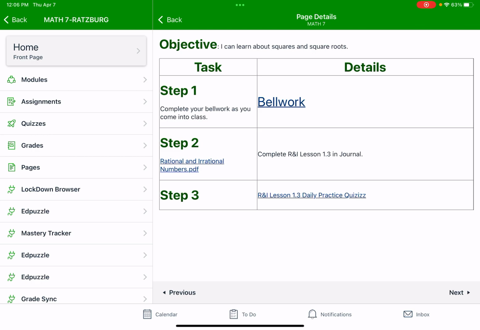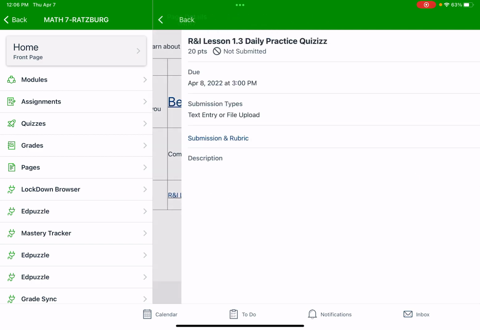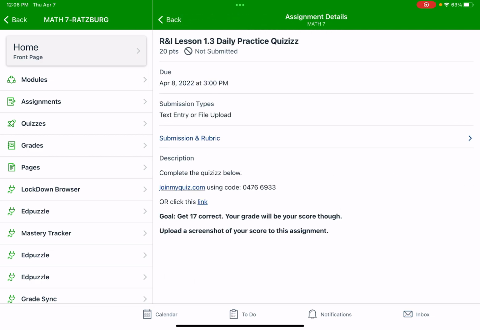R&I, that stands for rational and irrational. Lesson 1.3 daily practice quizzes. There's a quiz, so here's my code. If you're not in my class, please don't use my code. And the link, your goal is to get 17 correct, but your grade is not going to be your score, though. So if you get 17 correct, that is going to get you an 85% on this assignment. But yeah, try your best, upload a screenshot of your score, and I'm also going to make this out of 30 instead of 20, so you also get 10 points for submitting a picture of your journal as well.